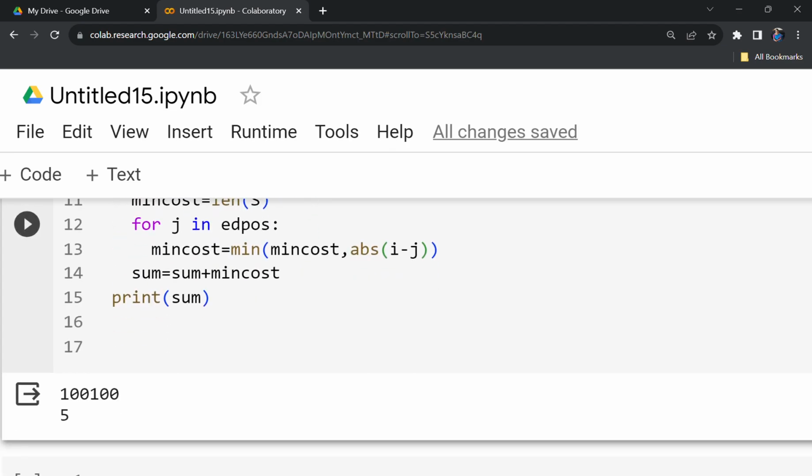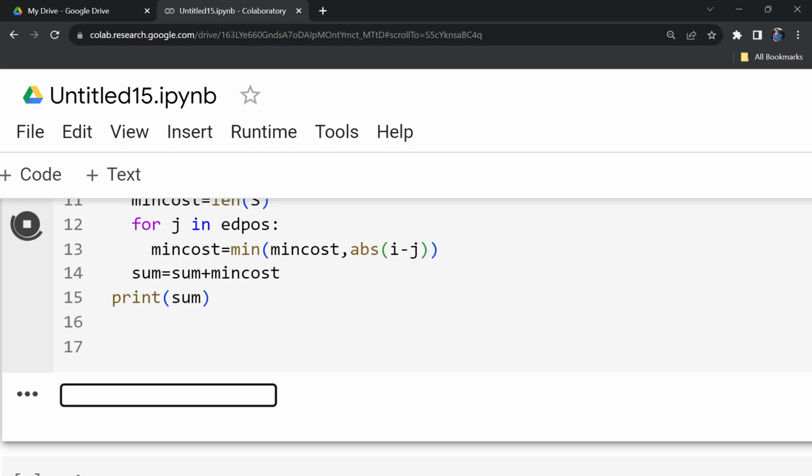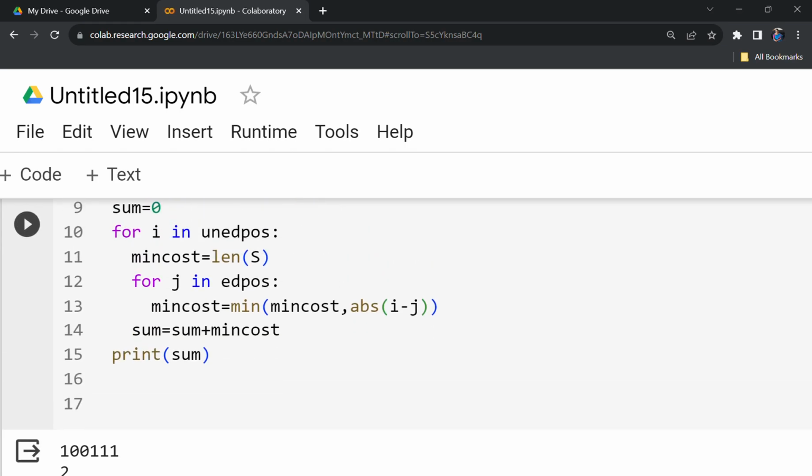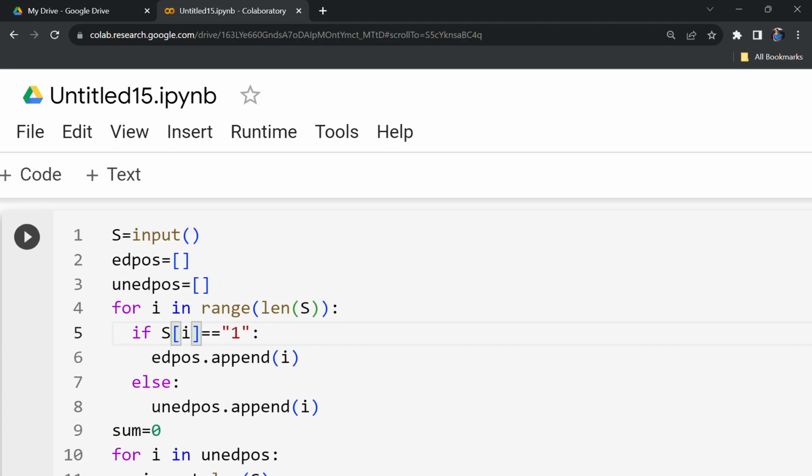Yes, it is working. We can consider another example. For example, say 1 0 0 1 1 1. So here there are only two uneducated people. The minimum cost of this must be 2. Yes, it is working fine.